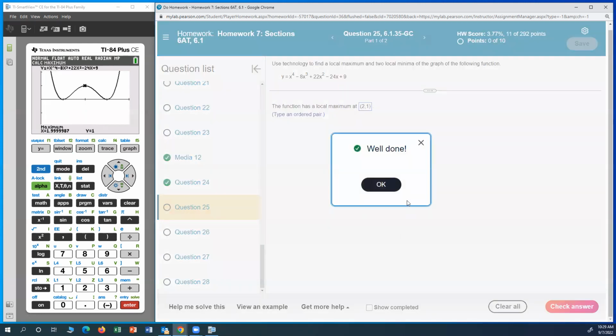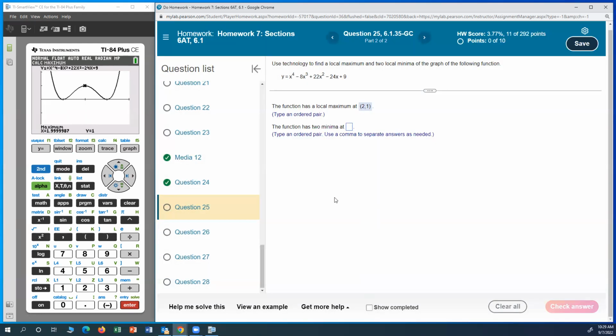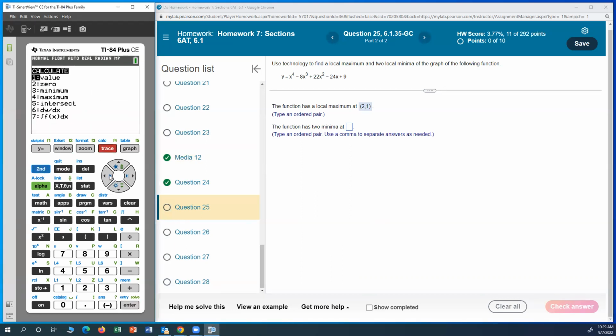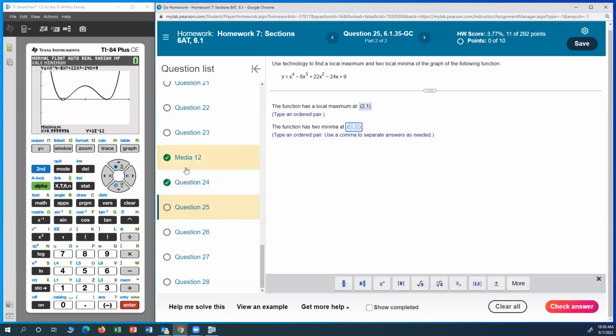Okay. And now they want the two minima. So I have to do these separately. I go second trace. I want a minimum. So I'm going to focus on the left one first. I go to the left of that minimum, hit enter, go to the right. Notice I'm only focusing on that left-hand minimum. Hit enter for guess.